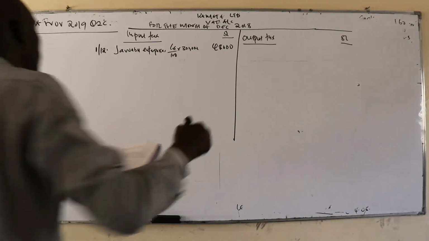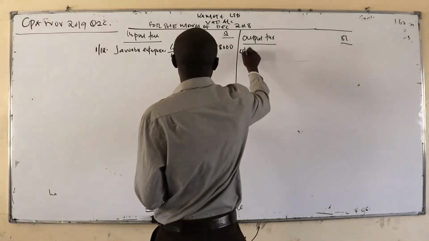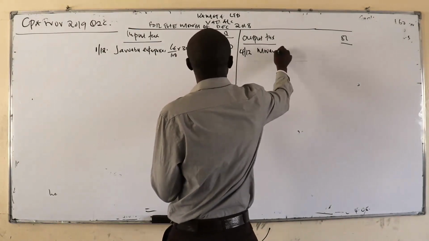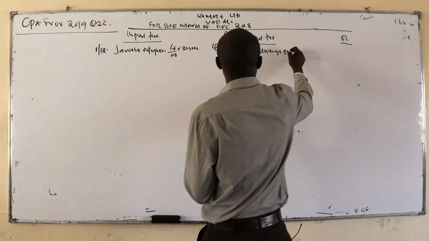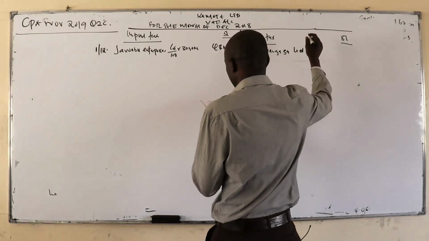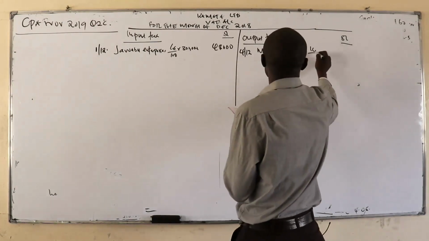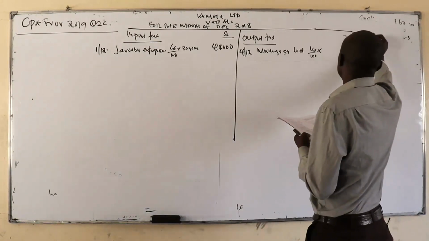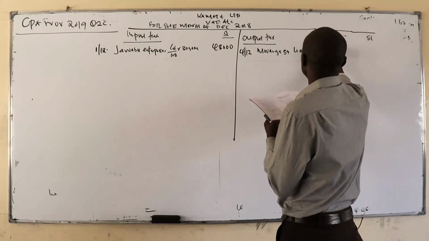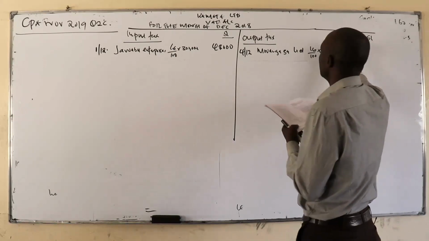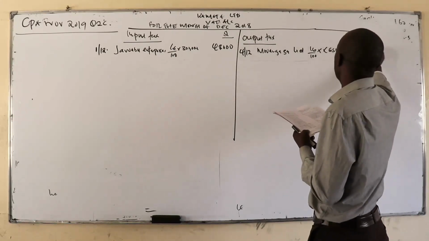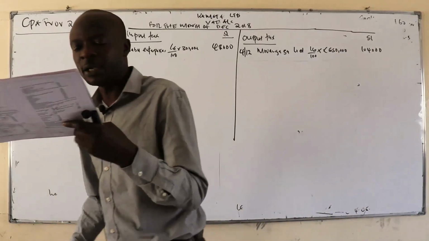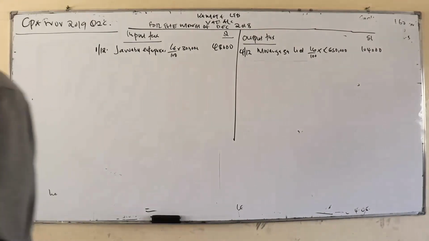So you write here 4th of December. So they sold to who? Mwangaza Limited. So it is 16 out of 100 times 650,000. How much is that one? 104,000. Like this.